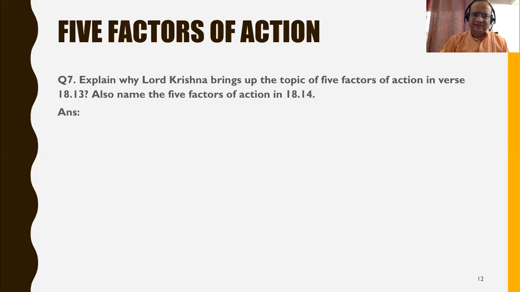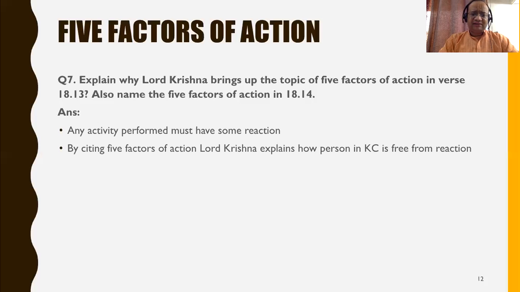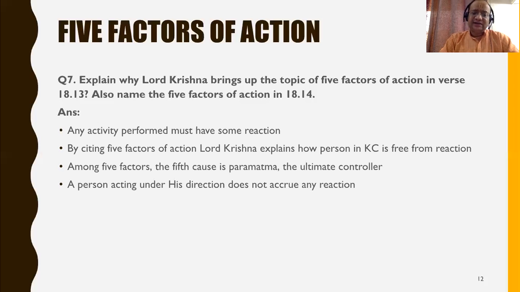Now let us discuss. So this question we can discuss like this. Any activity performed must have some reaction. By citing 5 factors of action, Lord Krishna explains how a person in Krishna consciousness is free from reaction. Among the 5 factors, the 5th cause is Paramatma, who is the ultimate controller. A person acting under his direction does not accrue any reaction.